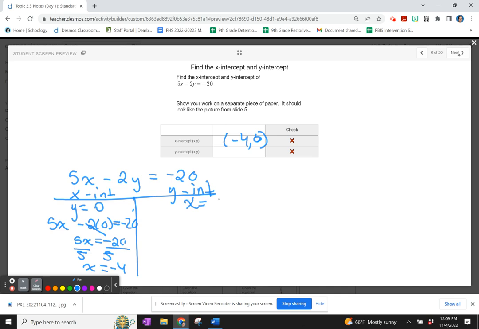And then my x value would be 0 for the y-intercept. So now wherever I see an x, I'm going to do this. Now you have to be careful. The biggest mistake I see every year, students cross out that, but then they forget to drop down the negative sign. You have to remember that that is really negative 2y equals negative 20. So then we're going to have to divide by negative 2, and y equals 10.